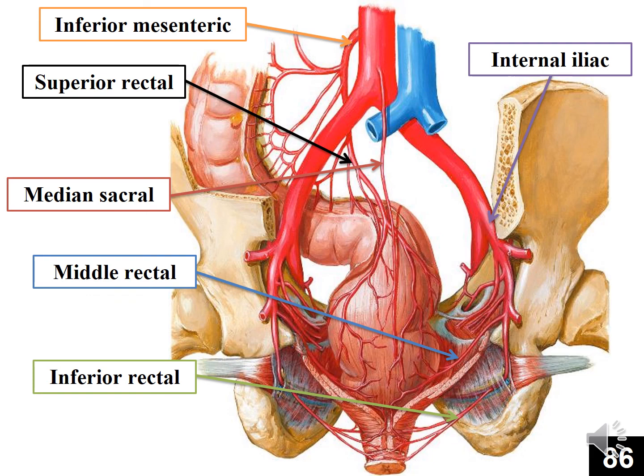Here this is a very nice diagram showing you the four arteries supplying the rectum and anal canal. First, you can see at the top, in orange, the inferior mesenteric artery, whose direct continuation below is the superior rectal artery. Then you can see the middle rectal, which comes from the internal iliac artery.